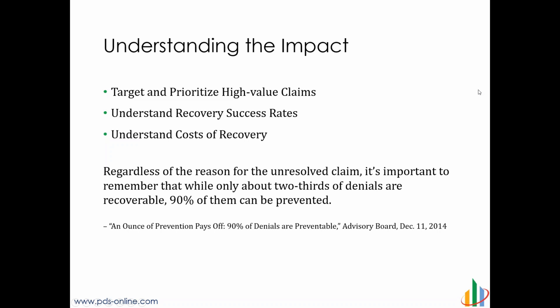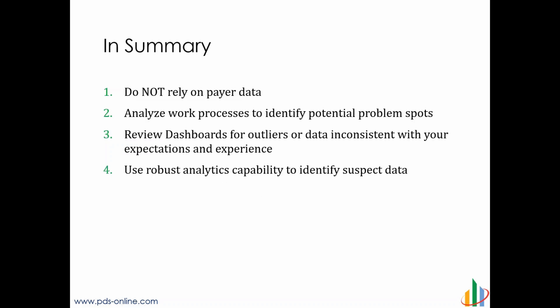So I put a statement in here from an advisory board publication that they've estimated that only about two-thirds of denials are recoverable, which is probably about right. With some of them we just can't chase and it's better to just write them off. But one of the statements that they make is that 90% of them can be prevented. I think that's one of the uses of analytics, being able to classify and stratify the denials so that we can start to make these kinds of strategic decisions about what we're going to work on, exactly as you stated, Russell. We want to make sure we're touching the right claims at the right times.